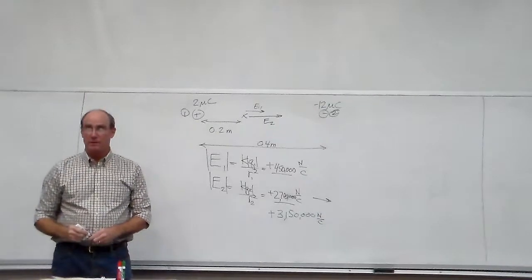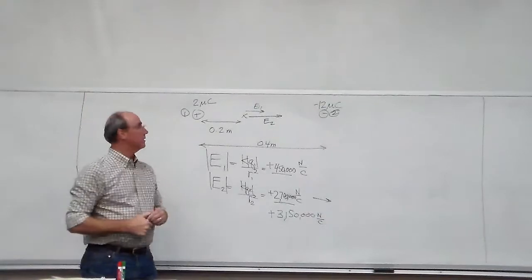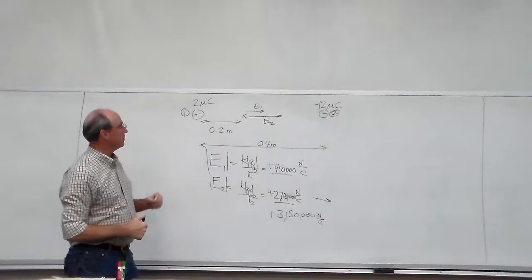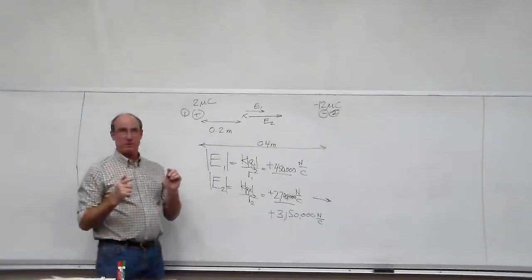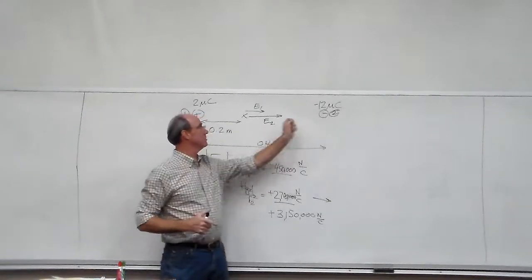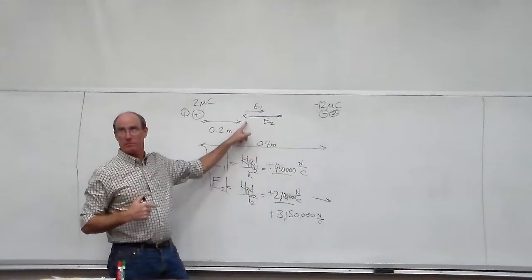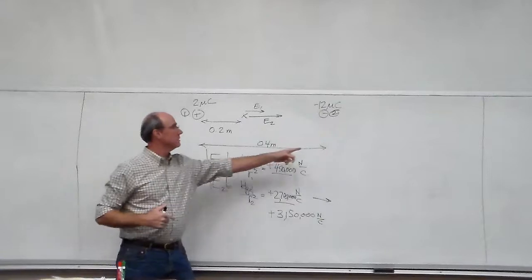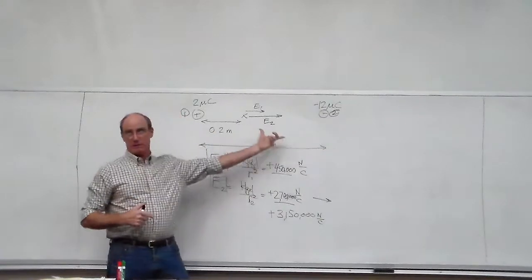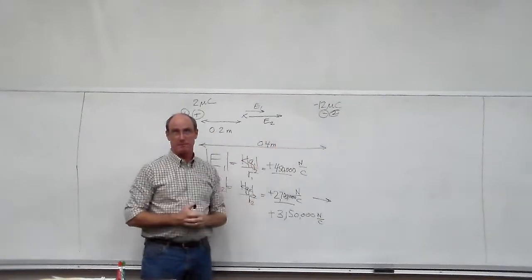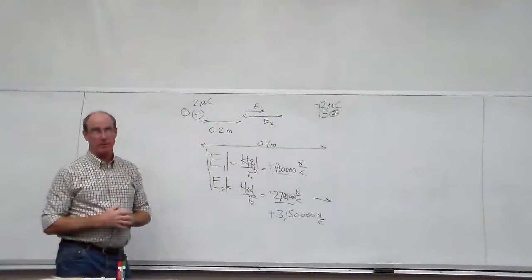Okay. What's the value of R2? The distance from this charge to this location. It's also 0.2 meters. So we had 0.4 minus 0.2, which leaves 0.2 meters. Okay?